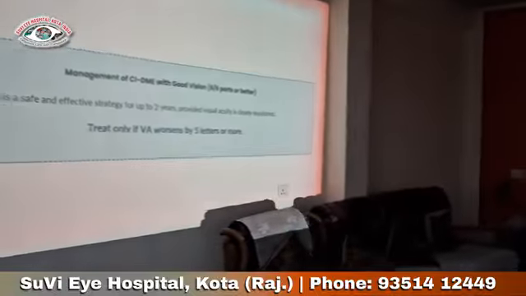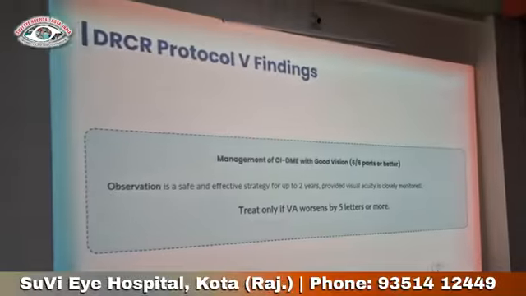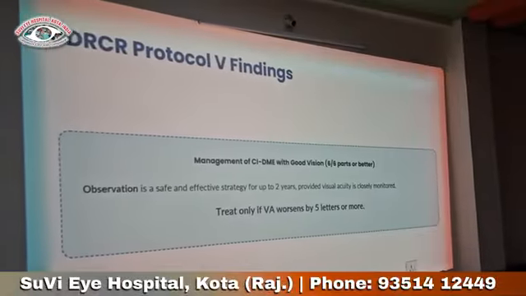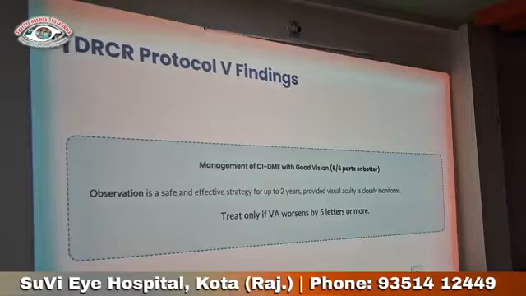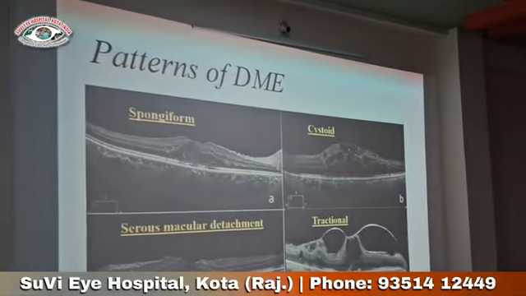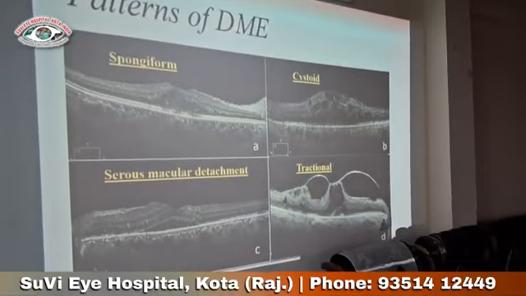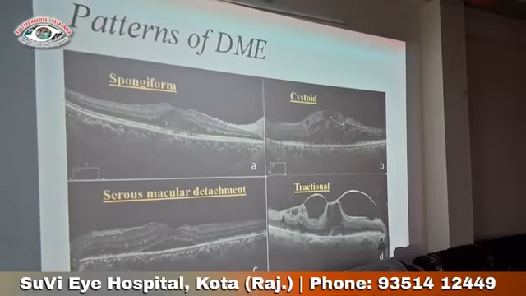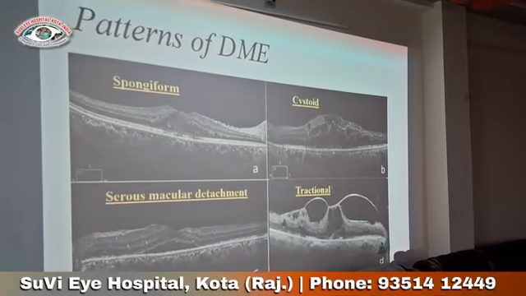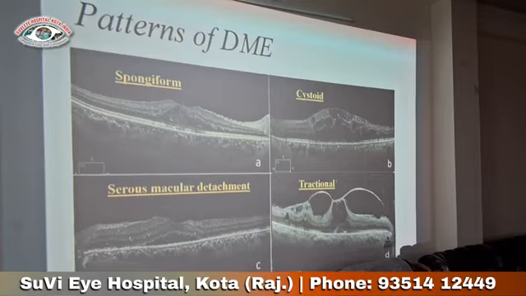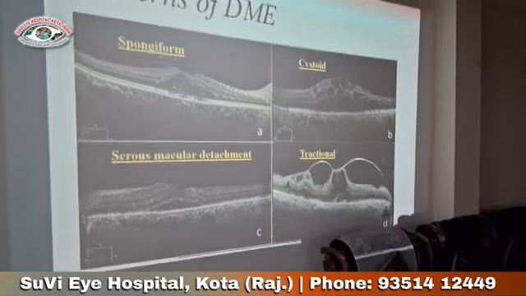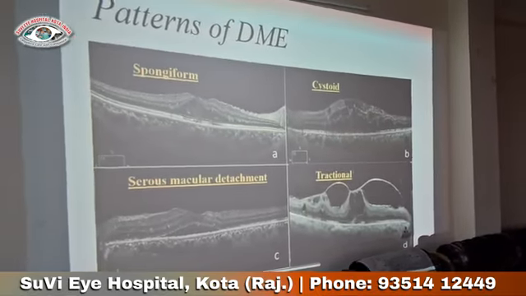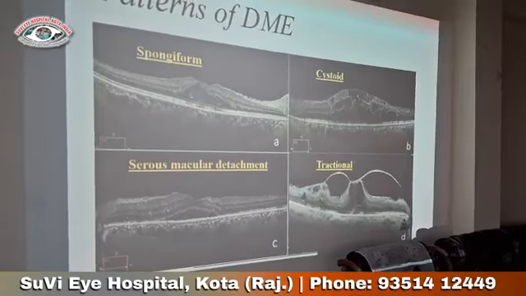So this is the protocol we were talking about. Management of cyst-involving DME with good vision: observation is a safe and effective strategy. Now, what are the patterns of DME? On OCT-based classification of diabetic macular edema, there is spongiform, cystoid, neurosensory detachment and tractional DME.